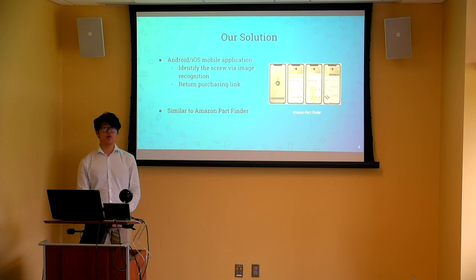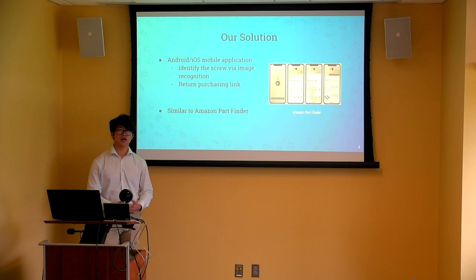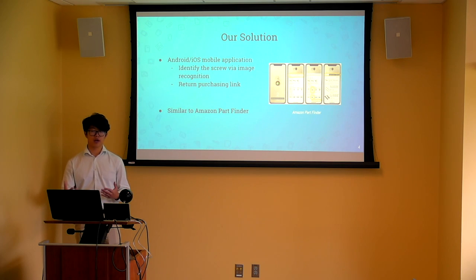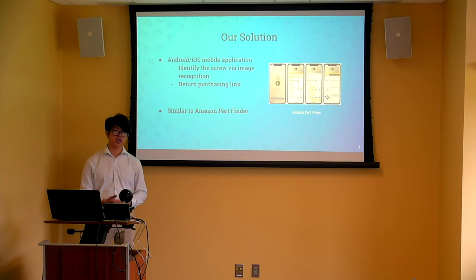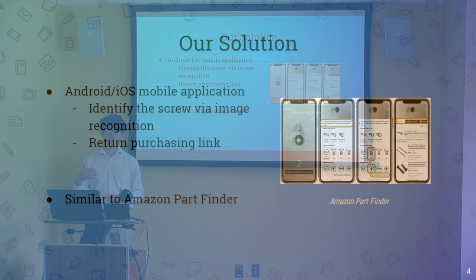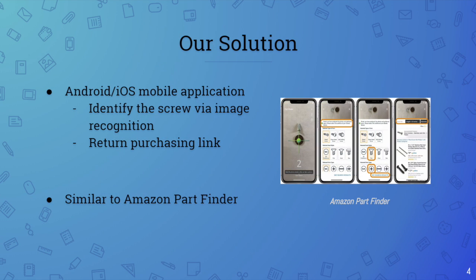We decided to come up with a solution where we're proposing an Android and iOS mobile application where we can let a user identify the screw by image recognition. So essentially, our user just needs to use their phone, take a picture, and our application will identify the screw and return a thread type. Also return the purchasing link, so our clients can purchase the screw directly from our application.